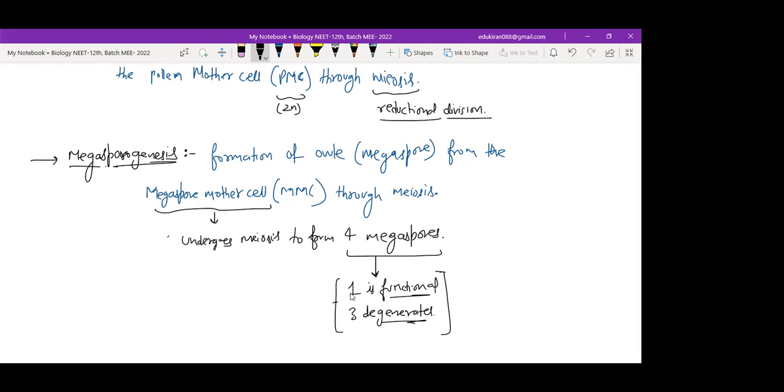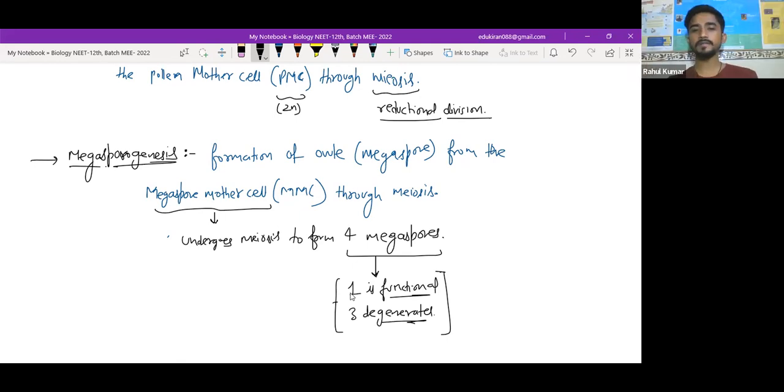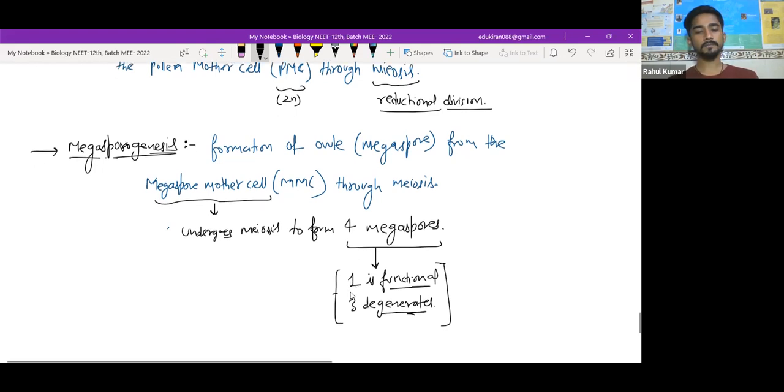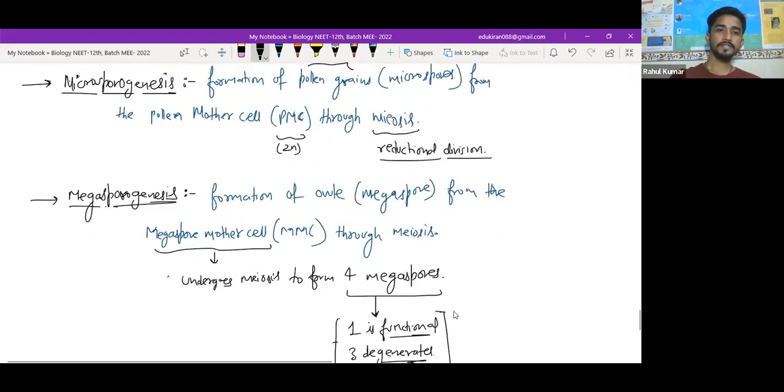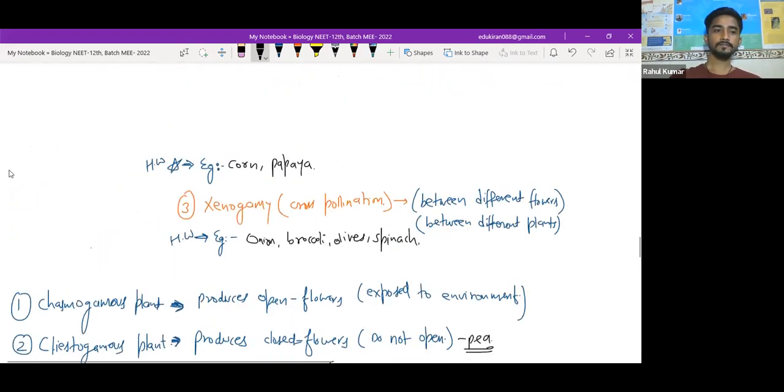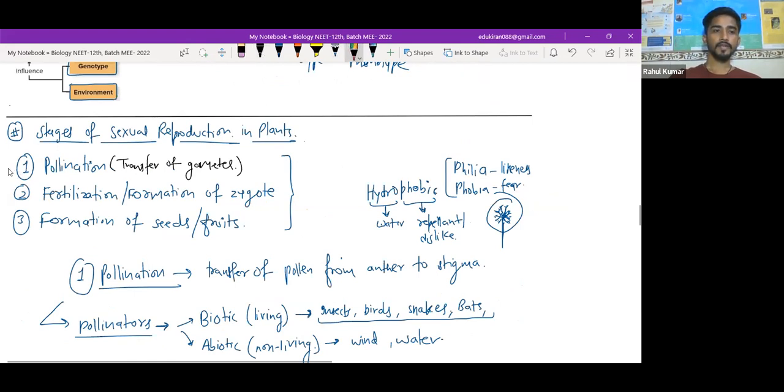Okay, good. Now, fertilization has happened. Formation of zygote has also happened. We understood how microspore and megaspore are formed. Now, what is left? The third stage. The first stage, pollination, is clear. The formation of zygote is clear. Now is the formation of post-fertilization structures. So write down: seeds and fruits are known as post-fertilization structures.